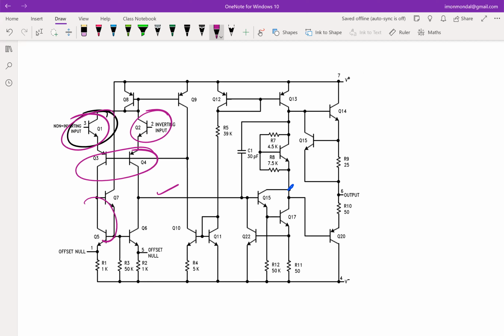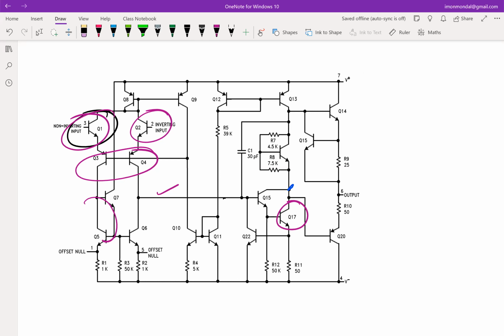Now, since the 741 op-amp can operate over a wide range of supply voltages, you have to ensure that the biasing is proper. So what generally is done, this first stage output is not directly fed to the second stage. It goes to a level shifter. By level shifter, I mean Q17 is supposed to be the second stage. As it turns out, there are some issues if you directly feed this to Q17.